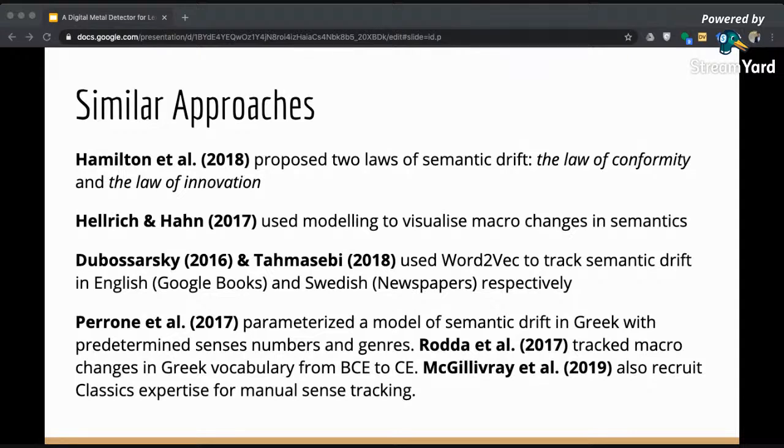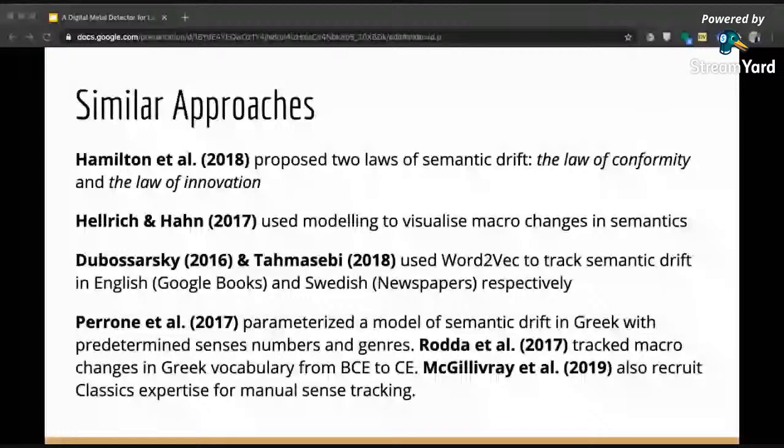In Greek, this has happened too. So Perrone et al. tracked semantic drift in Greek using predetermined sense numbers and genres. That wasn't using word embeddings. Rodda et al. also tracked macro changes in Greek vocabulary from the 1st millennium BCE to the 1st millennium CE. And McGillivray et al. do a similar thing, recruiting classics expertise for the manual sense tracking. Now, in each of those cases, computational methods have been successfully deployed to track word change in Greek.